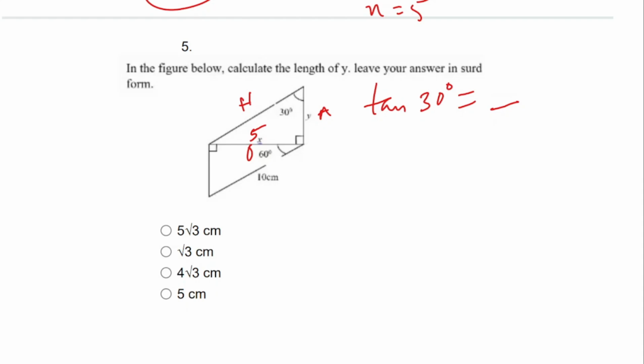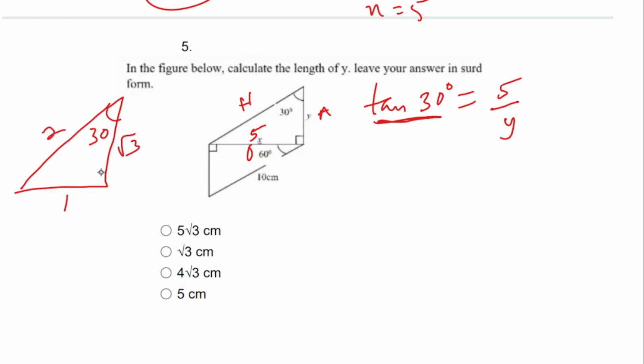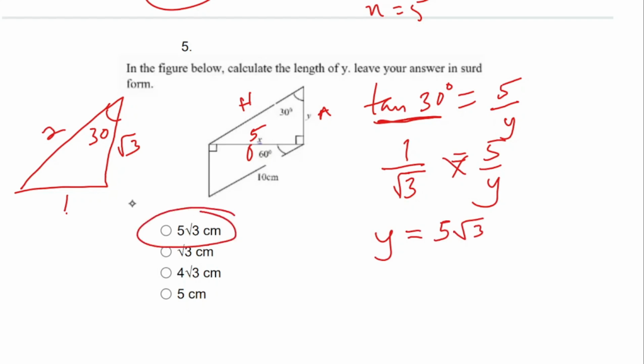So we know the opposite value is 5 over the adjacent. We need to find tan 30 degrees in short form as well. Let's bring it out. This is 30, this is 2, this is 1, and this is root 3. So opposite over adjacent is 1 over root 3. 1 over root 3 equals 5 over y. We cross multiply, and we have y equals 5 root 3. So that's the answer, 5 root 3.